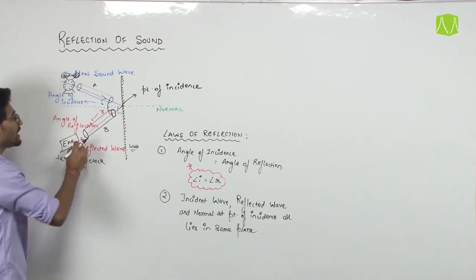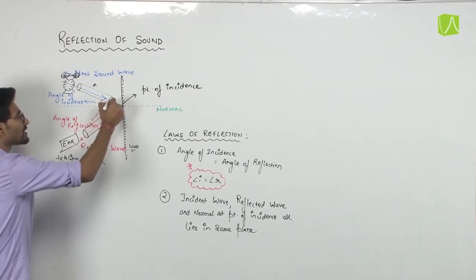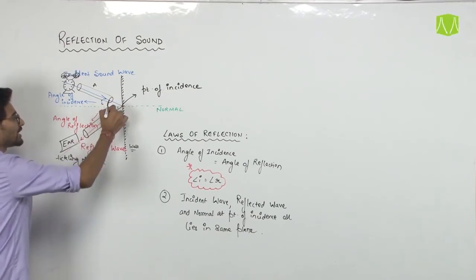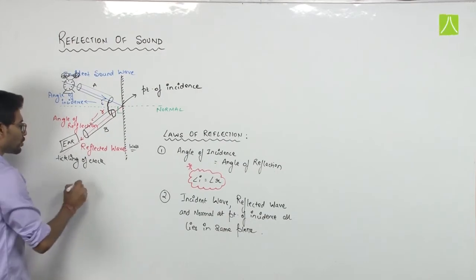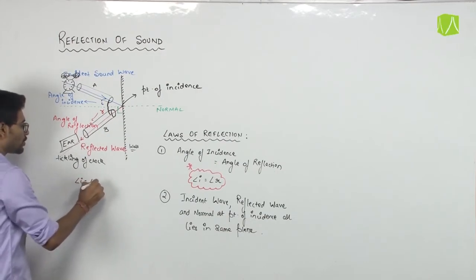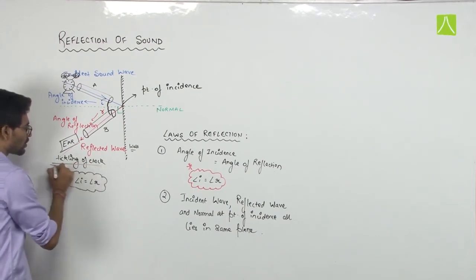Wherever there is a sharp ticking of the clock, I will stop. Then I will measure this angle with the normal and this angle with the normal. And what will I find? I will find that angle I is equal to angle R whenever I hear a sharp ticking of the clock.